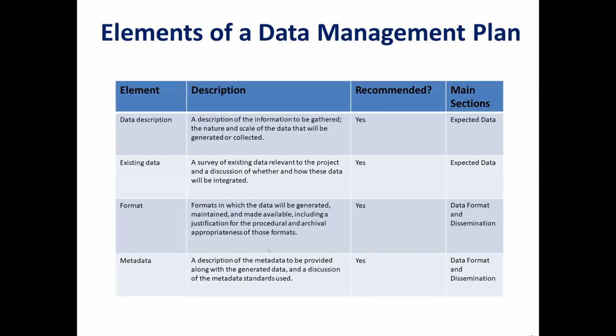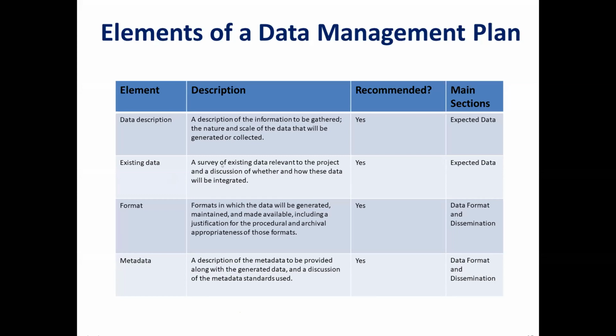Here is the checklist. When you are drafting your data management plan, this is the kind of element that you have to look for and check at the end. Did I put the description of the information to be gathered, the nature and the scale of the data? All this has to be there, yes, it's recommended. And where is it in the data plan? In expected data and existing data, because sometimes, as we will see later in a diagram, you can either generate novel data or work on existing data.